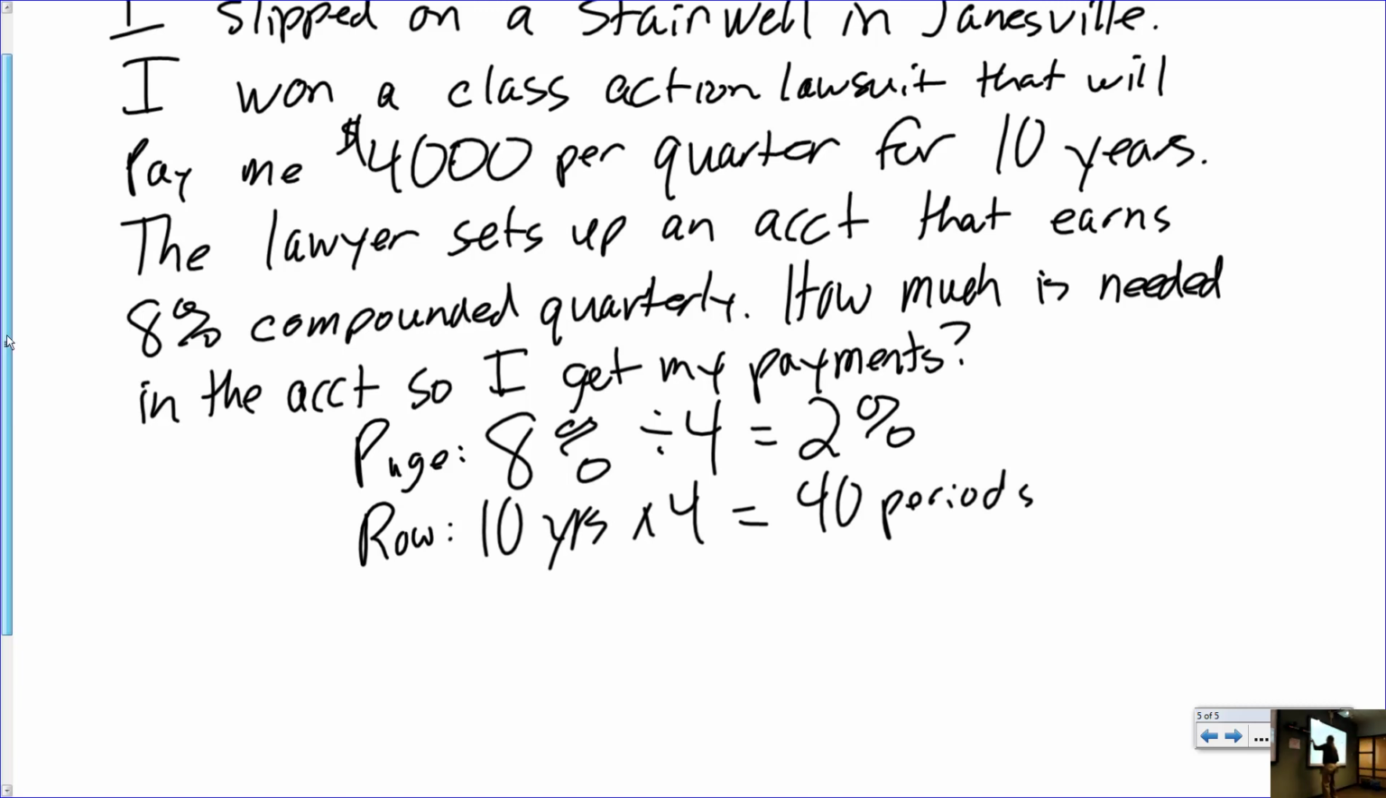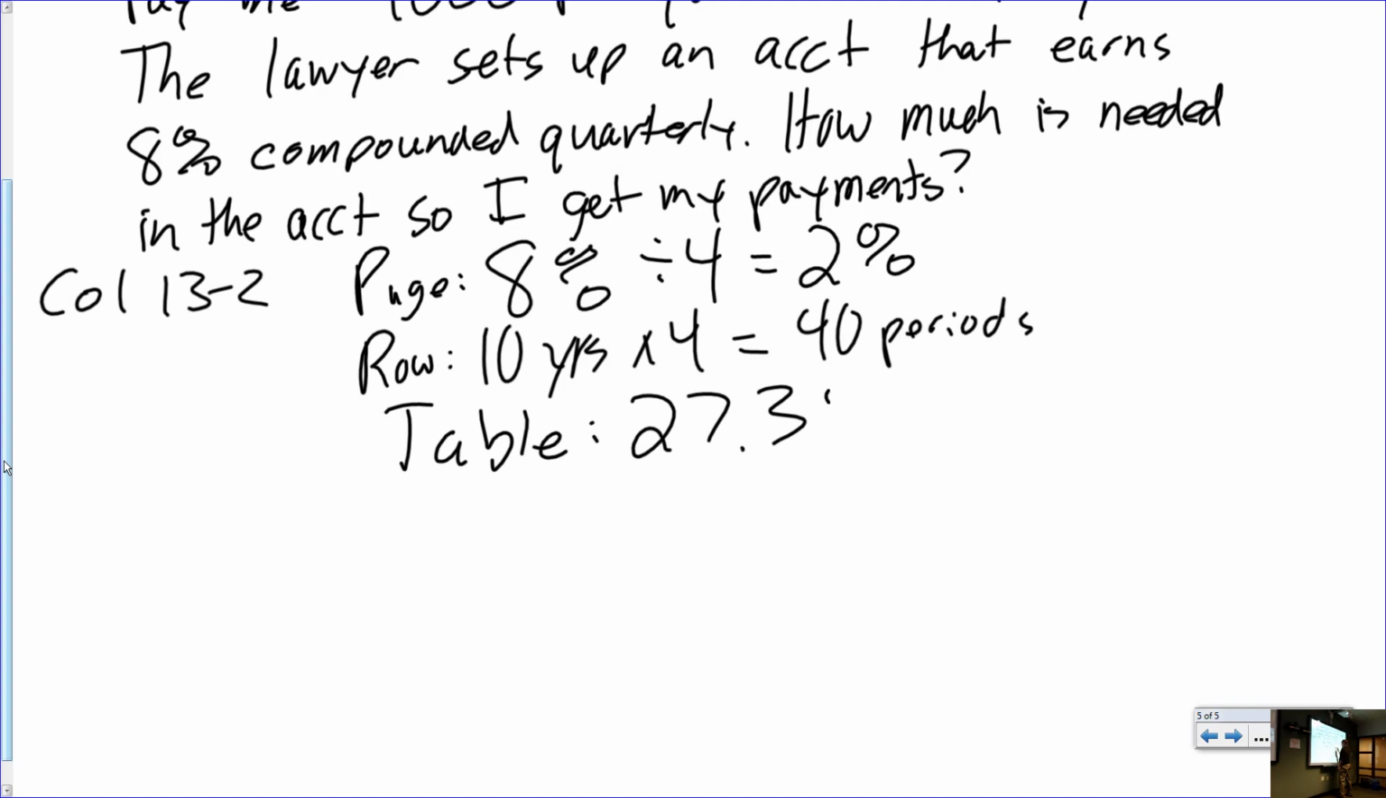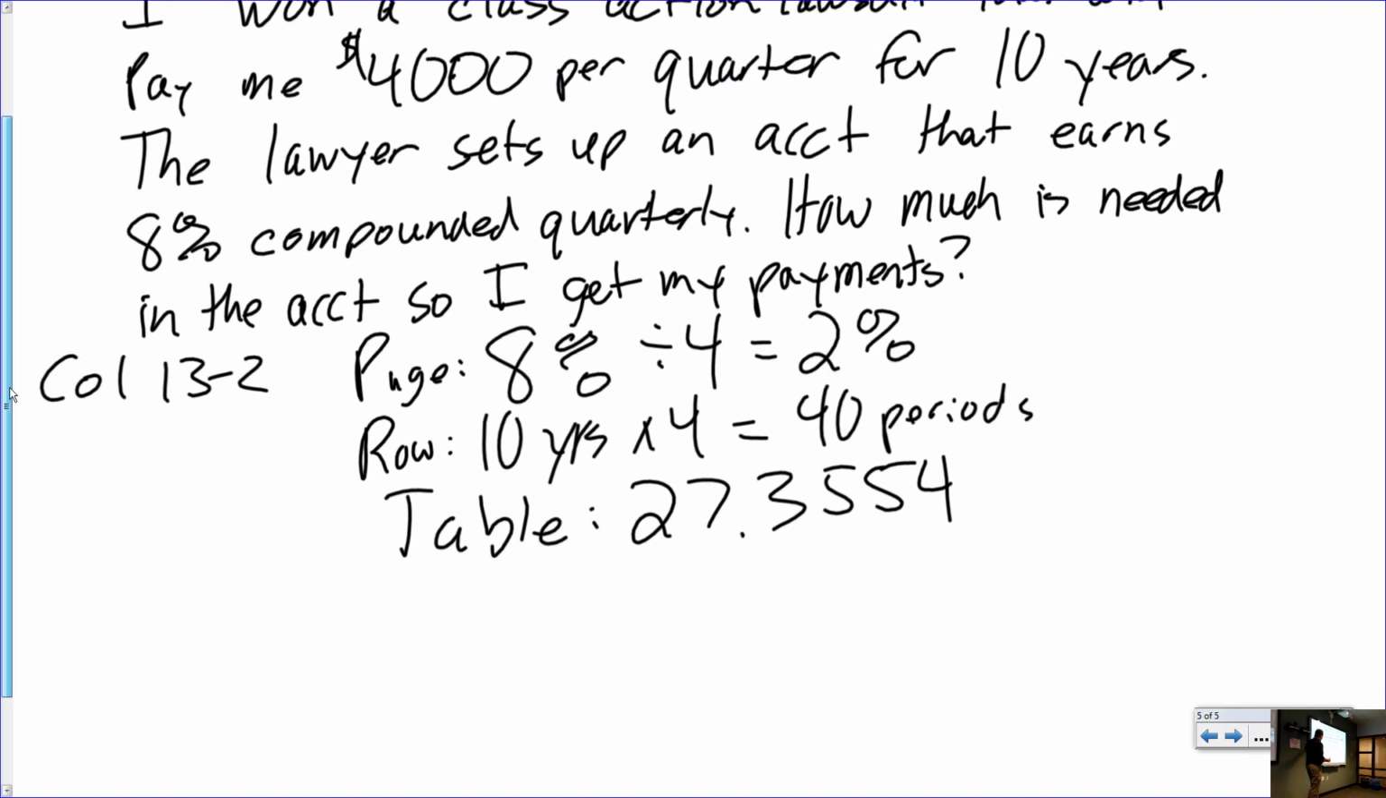And now, since it's a paying one, remember we're on column 13-2 still. So what's my table value? 27.3554. Correct. And what do I do with that number again? Multiply it by 4,000. Multiply by whatever I'm getting every quarter, right?